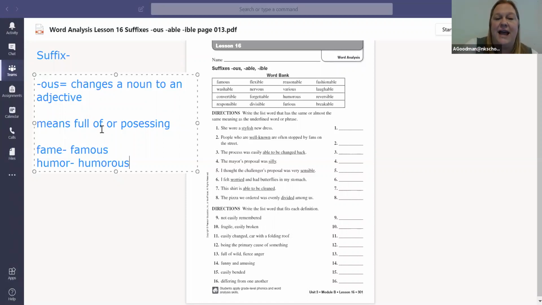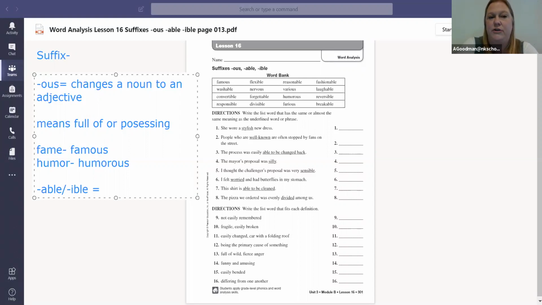Another suffix is able and ible. Usually when it's at the end of the word, it's able, A-B-L-E, not ible, and ible. They mean the same thing. When you add these to a word, it changes a verb, an action word, into an adjective.